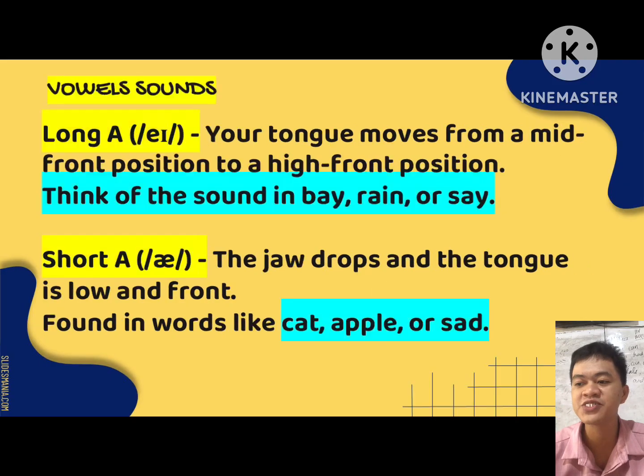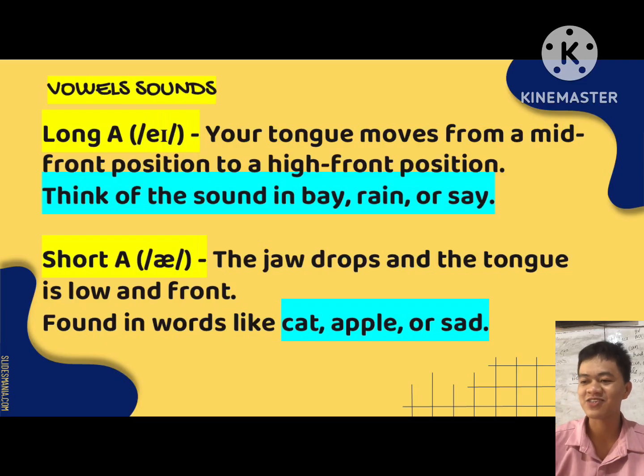The first one is the long A. Your tongue moves from mid-front position to high-front position, like A. Think of the sound in bay, rain, or say. That's long A. The second one is the short A. The jaw drops and the tongue is low in front, like cat, apple, and sad.